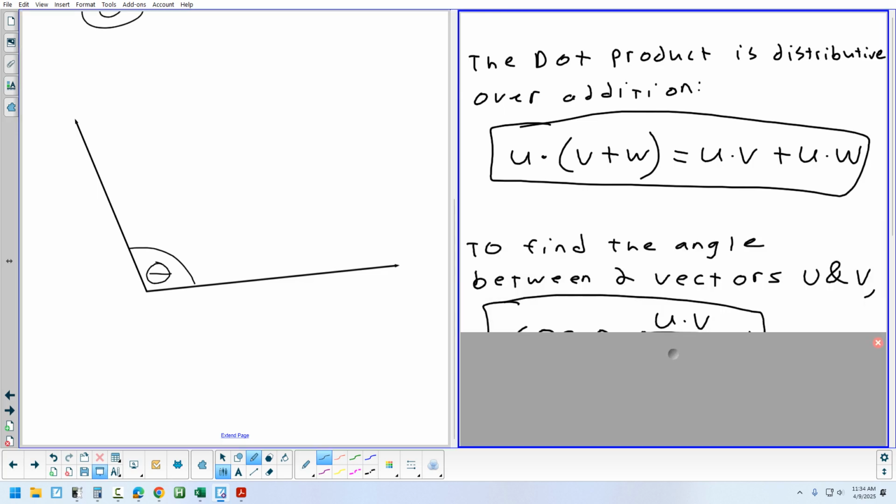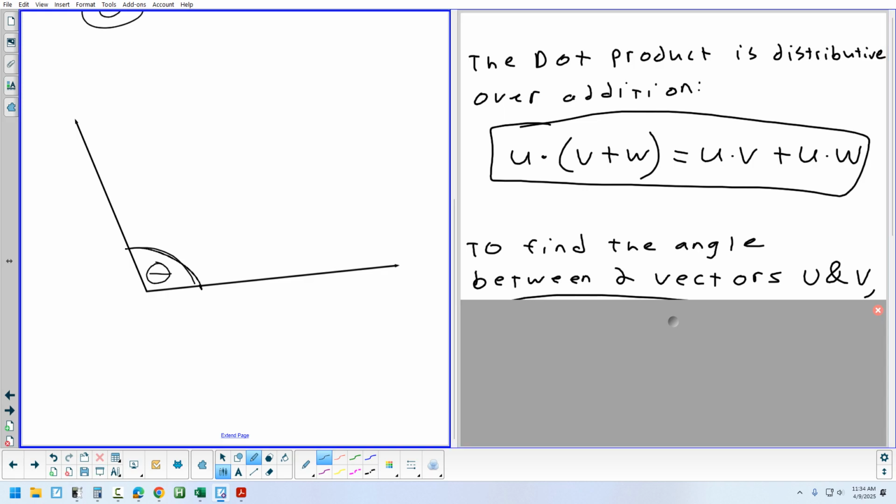So when we talk about finding the angle between 2 vectors, we're talking about the angle that's between them. Technically, you have one inside, but you also have this angle on the outside. We're talking about the one on the inside. Okay, that's the smaller angle.